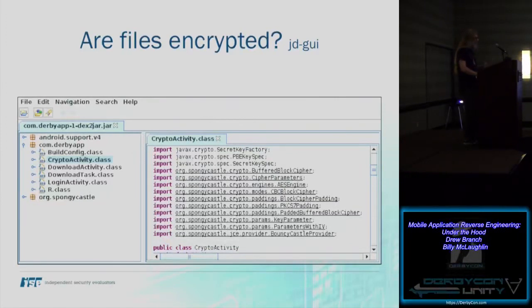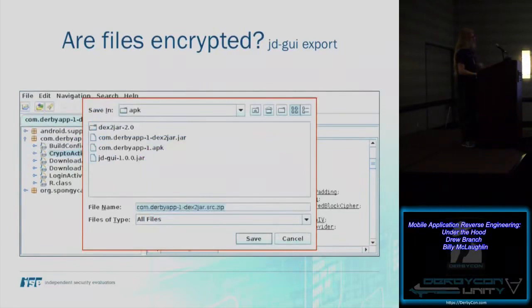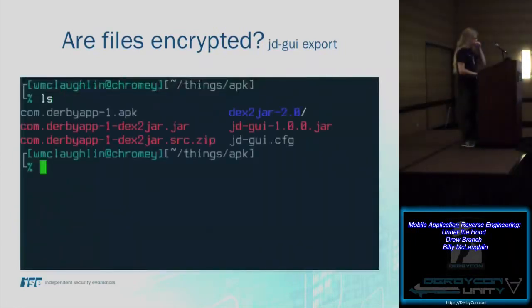Typically, I don't like to look at it in JD-GUI, so I usually export the code to a zip file. All these decompilers have this functionality. Pretty useful. In the case of JD-GUI, it's just File, Save All Sources, pick a location, save a zip. And then you'll see, now we have, bottom left, jar.source.zip. So this file is going to contain all the source for this application that JD-GUI was able to decompile.